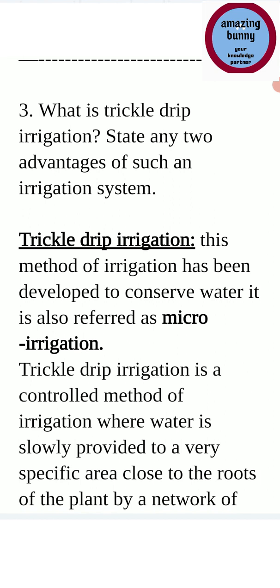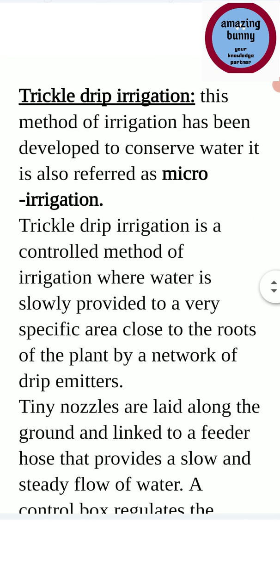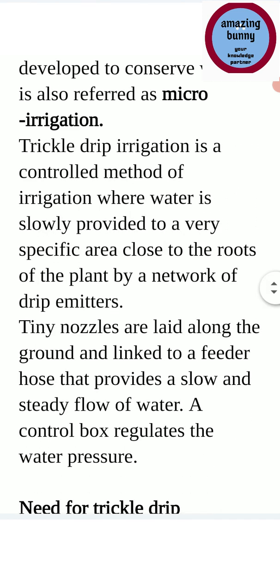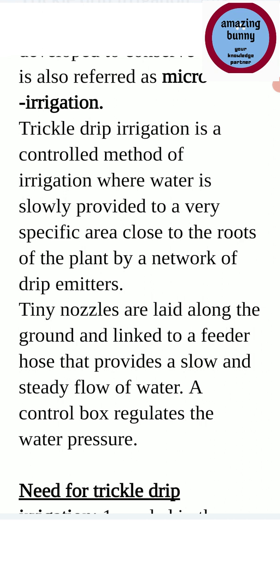State any two advantages of such an irrigation system. Trickle drip irrigation, this method of irrigation has been developed to conserve water, and it is also referred to as micro irrigation. Trickle drip irrigation is a controlled method of irrigation where water is slowly provided to a very specific area close to the roots of the plant by a network of drip emitters.